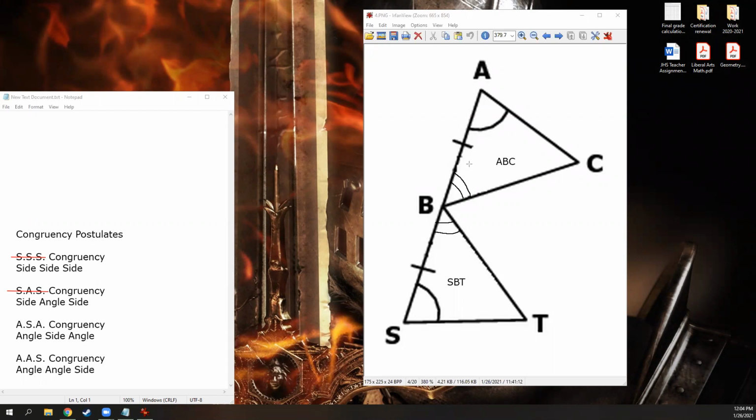And if you go around the triangle like we did in the last question, starting with what you have, I have an angle, a side, and an angle. ASA. If I go the other way, I have an angle, a side, and an angle. ASA. Well, that automatically makes it ASA. The side is physically between the two angles that you know are equal. So ABC equals SBT through ASA.